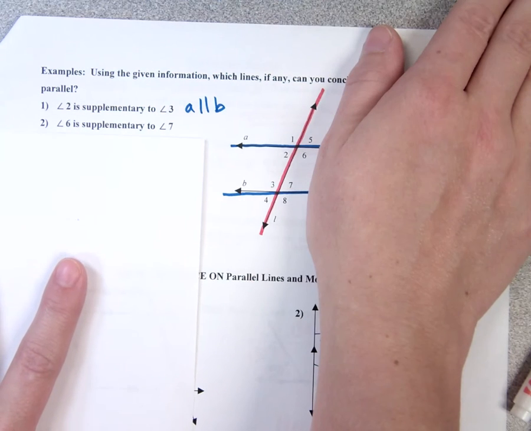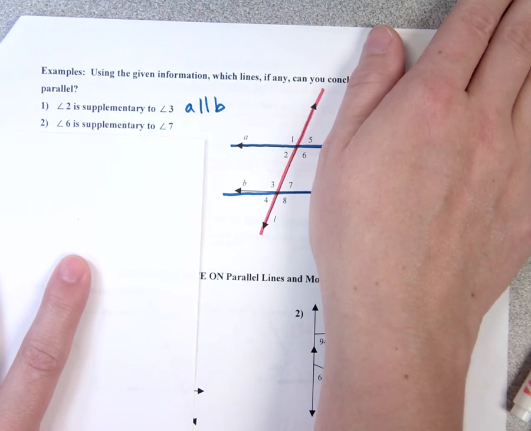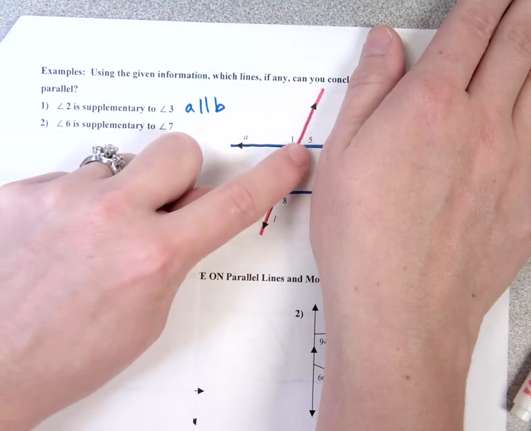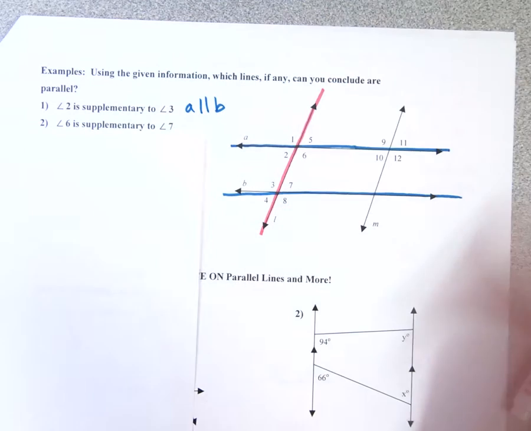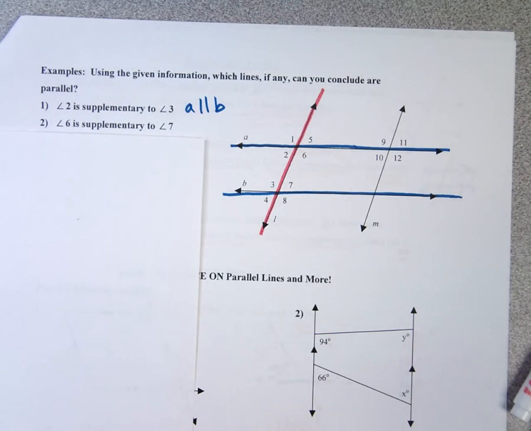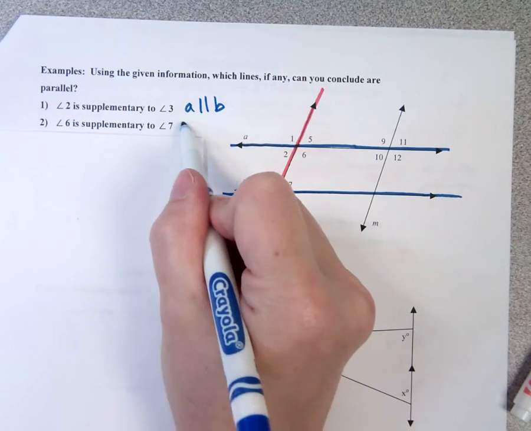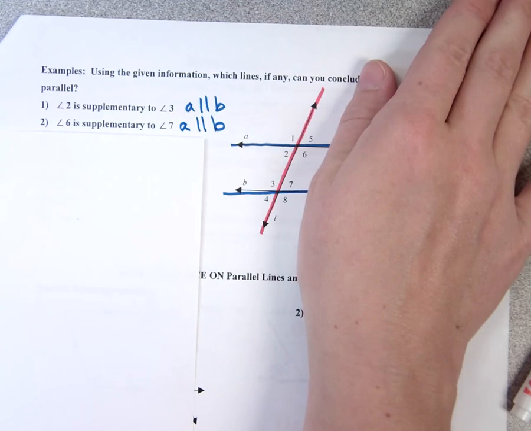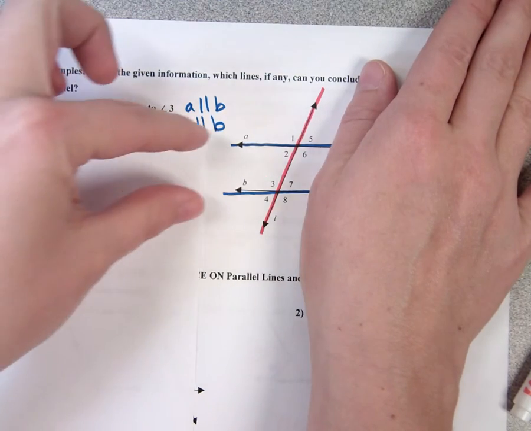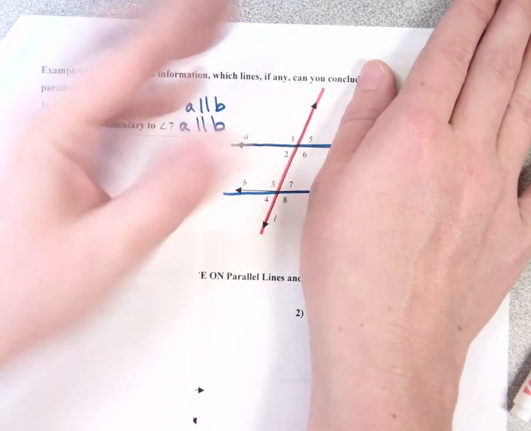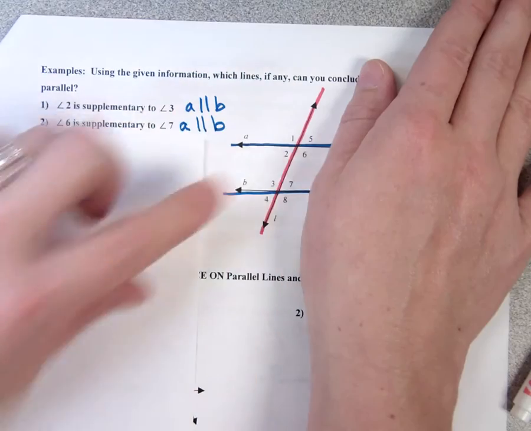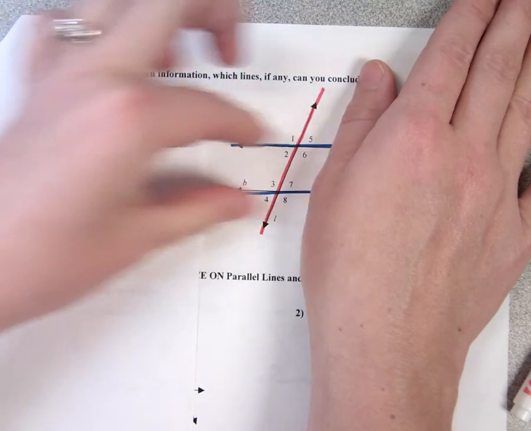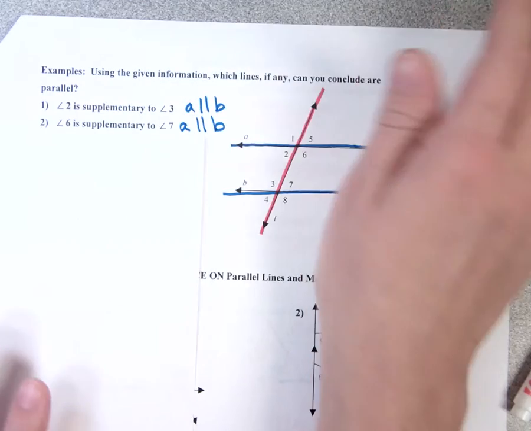Okay. Number 2 says angle 6 is supplementary to angle 7. So if these two angles are supplementary, if these two add to be 180, do you think we could say anything here is parallel? Yep, we can say the same thing, that line A is parallel to line B. If I look at A and B being parallel, then 6 and 7 are inside of them. They're on the same side of the transversal, so these would be same side interior angles, and if they're supplementary, same side supplementary, then yes, those lines would be parallel.